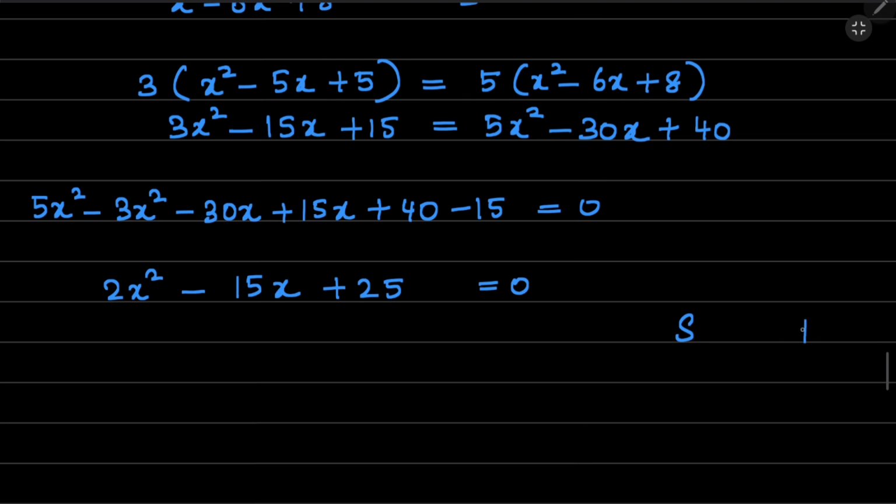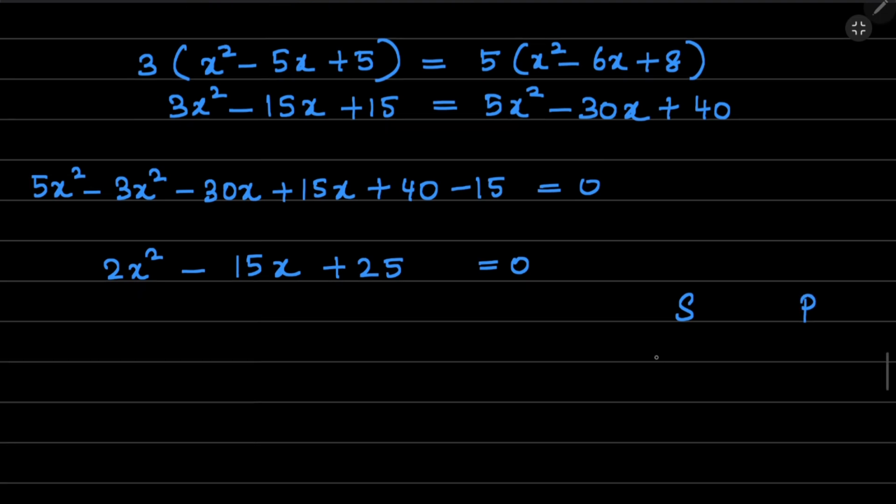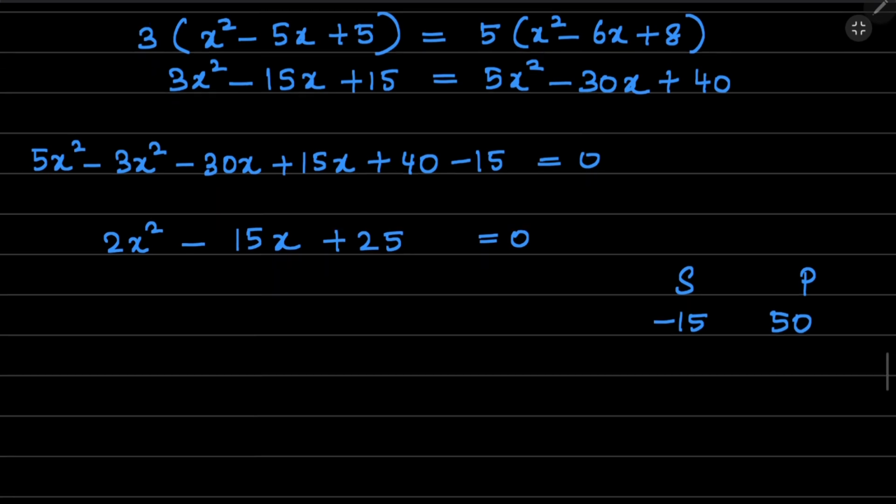What is the sum and what is the product? Sum is b, which is minus 15. Product is a into c. What is your a? 2, multiplied by c, which is 25. That is 50. Now for middle term splitting I need two numbers whose product will be 50 and whose sum will be minus 15.